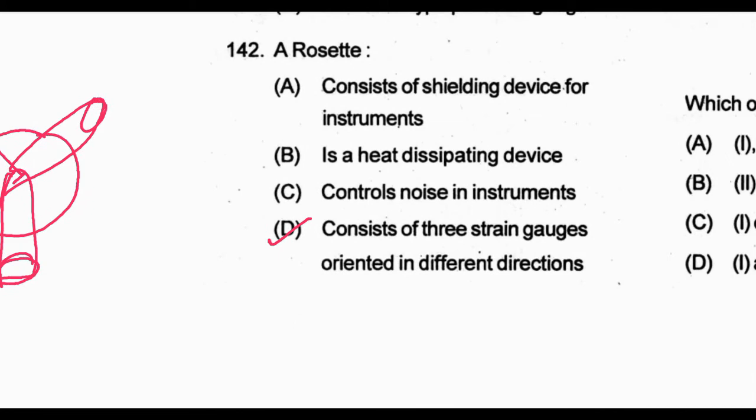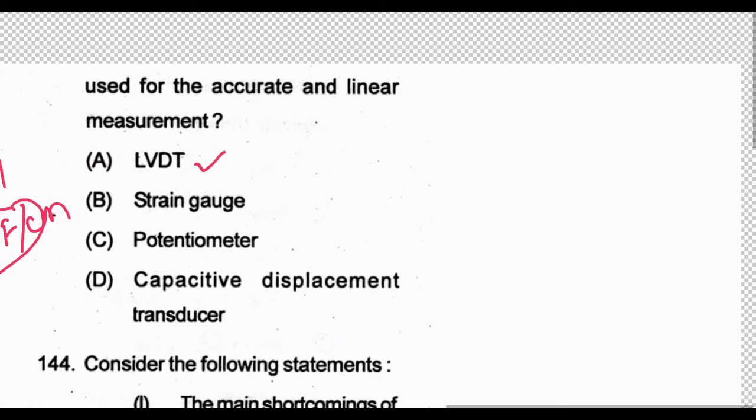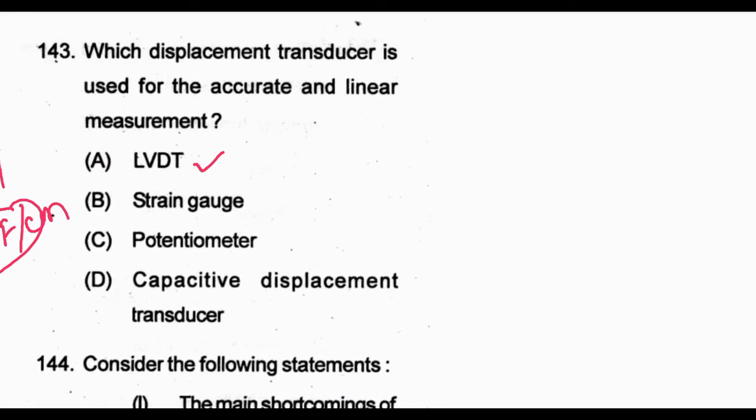It contains strain gauges in 3 different directions. So here the next question is question number 3. Which displacement transducer is used for accurate and linear measurement? So this is LVDT, very easy. This is LVDT, linear variable displacement transducer.